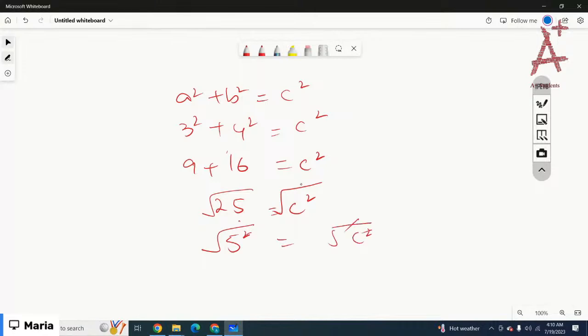The square and square root cancel out. So you're left with C equals 5. So the correct option is C equals 5. Got it?